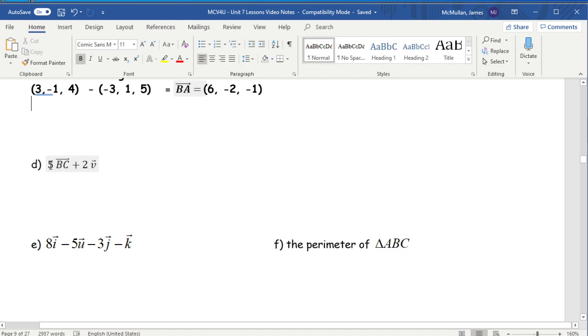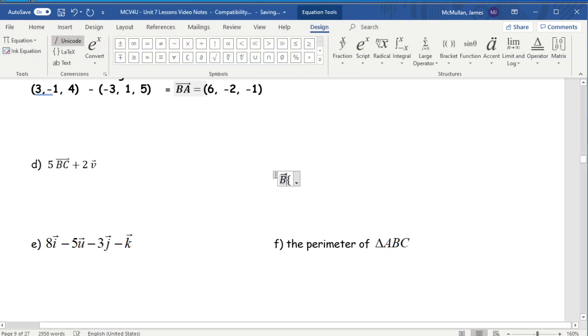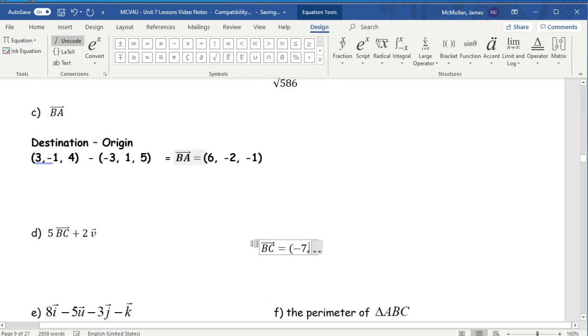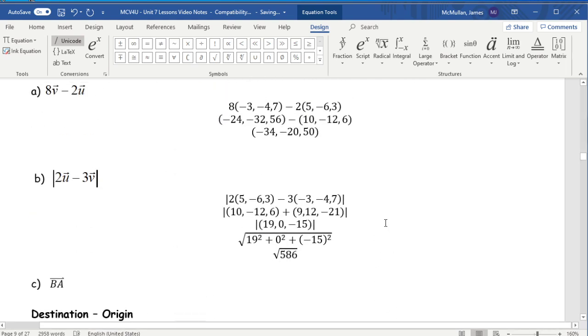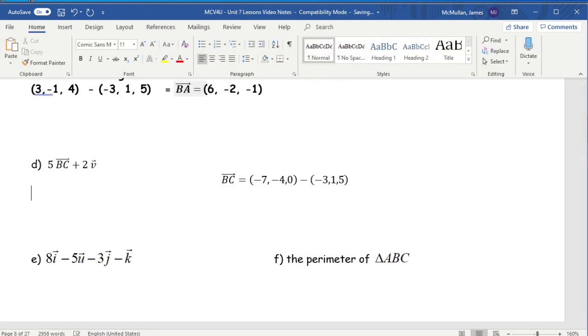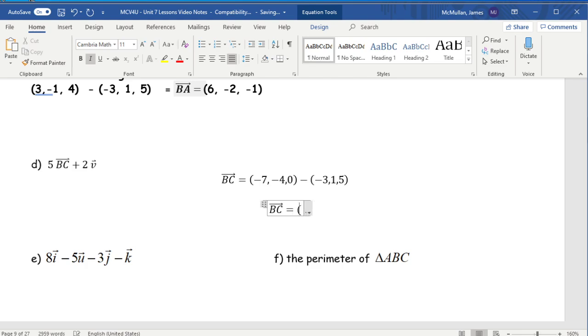Okay, 5 times vector BC plus 2 times vector V. First of all, we need vector BC. Again, to get this, we'll just do destination minus origin. The destination is point C, -7, -4, 0. The origin is point B, which is -3, 1, 5. And therefore, vector BC is just going to be -7 take away -3 is -4. -4 take away 1 is -5. 0 take away 5 is also -5.